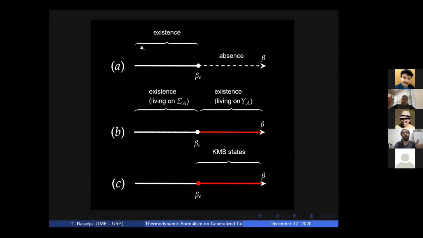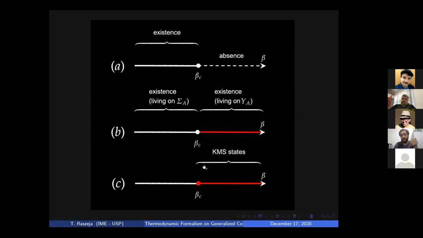So we have the existence of these eigenmeasures until the critical point. But when we introduce this new setting, we have, as I told you, always the existence, all the time, with the difference being the set where they are living. More than that, the pressure from the critical value of beta, and for greater values, is always zero. So this at the same time is an eigenvalue.